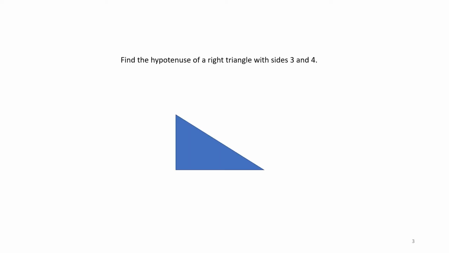Simple start. I've already put in all the shapes for this because I cannot draw with this tablet. Find the hypotenuse of a right triangle with sides 3 and 4. So we're going to fill in our sides.